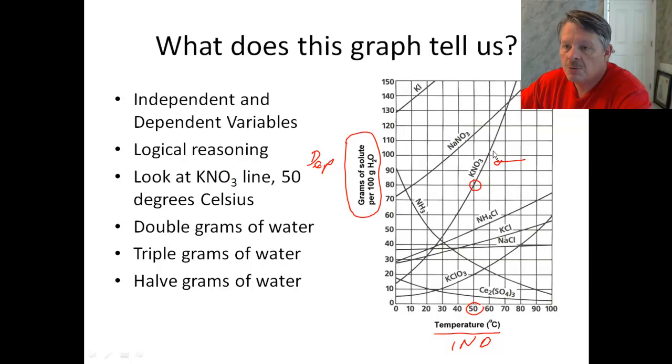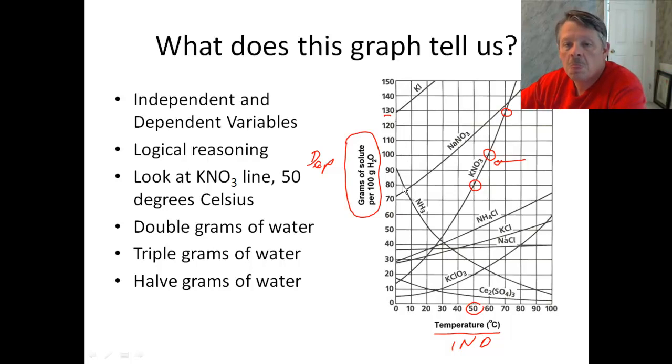Now, if I change my temperature to 60 degrees Celsius, I would dissolve 100 grams. If I changed it to 70 degrees Celsius, I would dissolve 130 grams. So the change in temperature affects this graph.